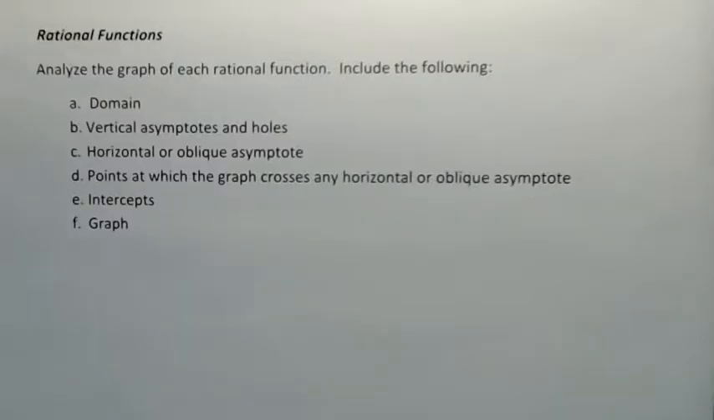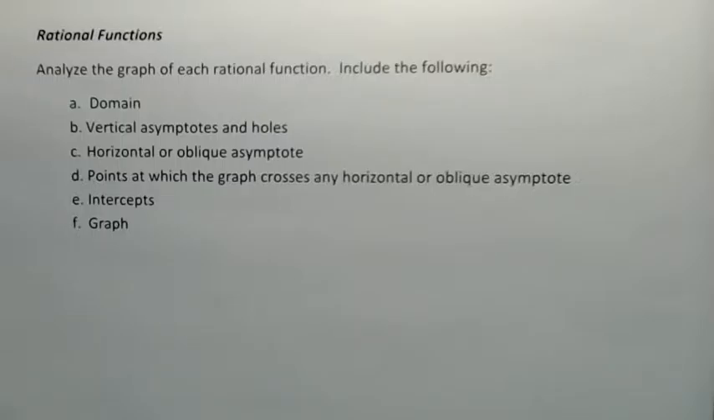Now we want to summarize what we've done with rational functions and all the different work that we might do with a rational function. So we're going to look at finding the domain, vertical asymptotes and holes in the graph. We also want to identify any horizontal or oblique asymptotes.